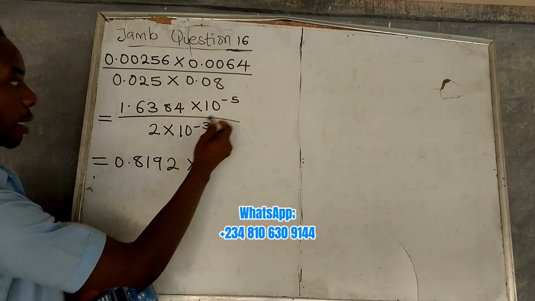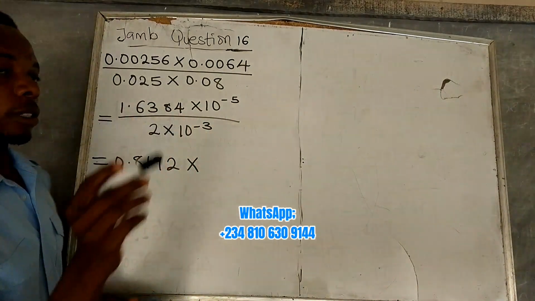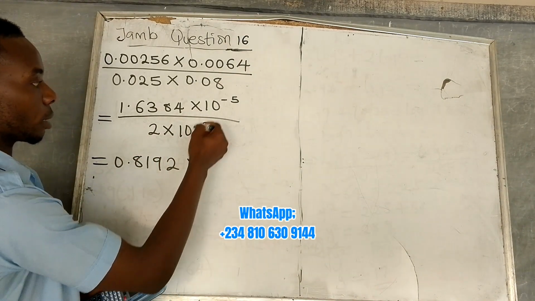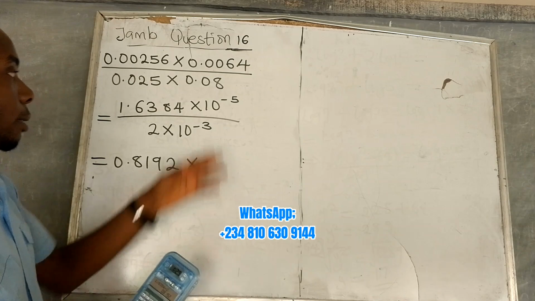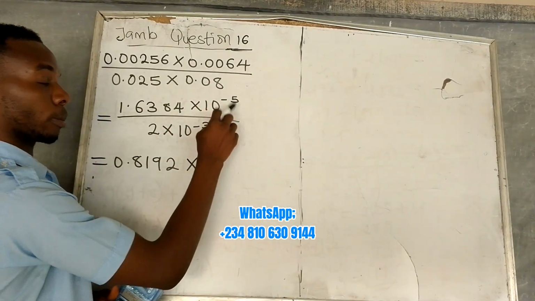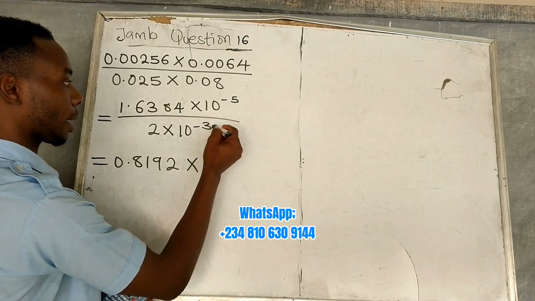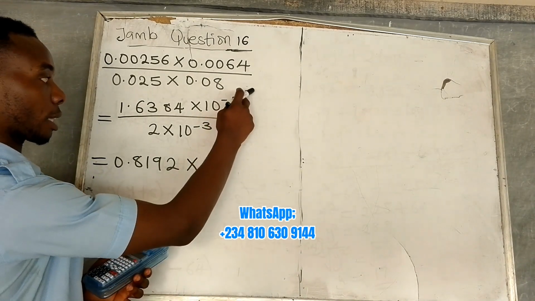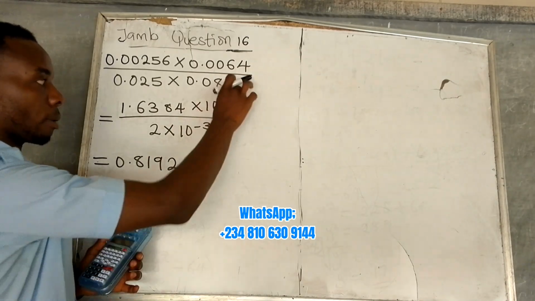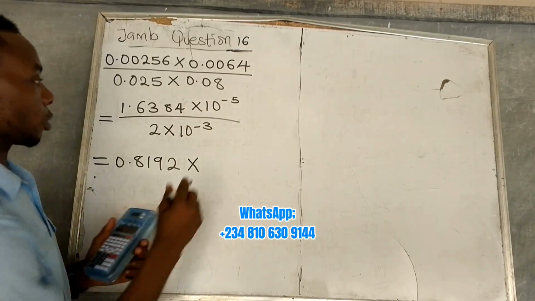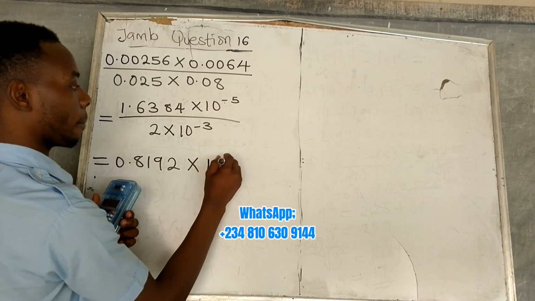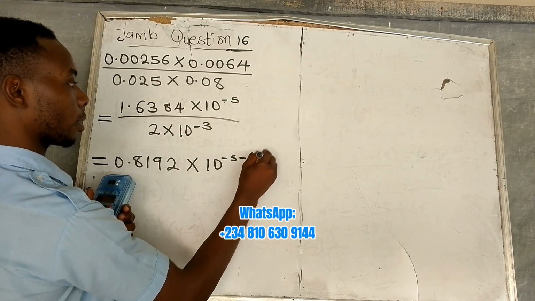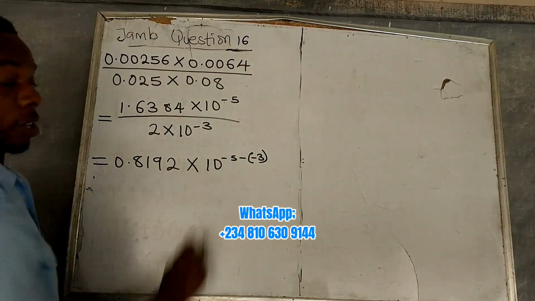This is 10 and this is 10, and they are dividing themselves. The law of indices states that when the same number is dividing itself, their powers will be subtracted. Are you with me? They are dividing, so it will be subtracted. You just pick one, and their powers subtract themselves. So you have 10 raised to the power of minus 5 minus, remember there is a minus here, open a bracket, minus 3. If you make a mistake here, you get a wrong answer.